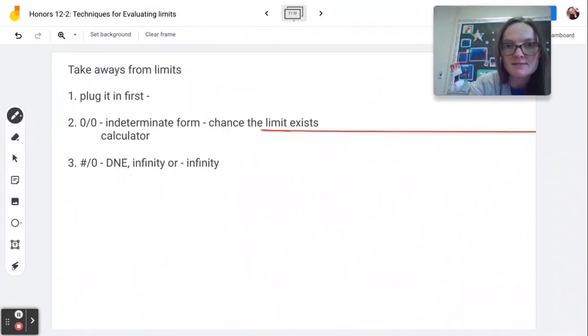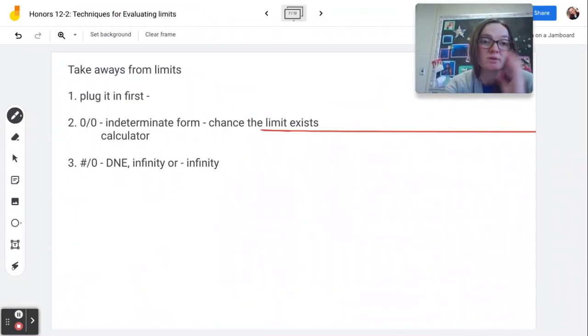All right, I think that is it for today. Some key takeaways, if you want to write them down: the first thing you need to do for a limit is plug it in first. Second, 0 over 0 is indeterminate form, meaning there's a chance the limit exists. And lastly, if there's a number over 0, the limit is just not going to exist. It either doesn't exist, it's infinity, or negative infinity.